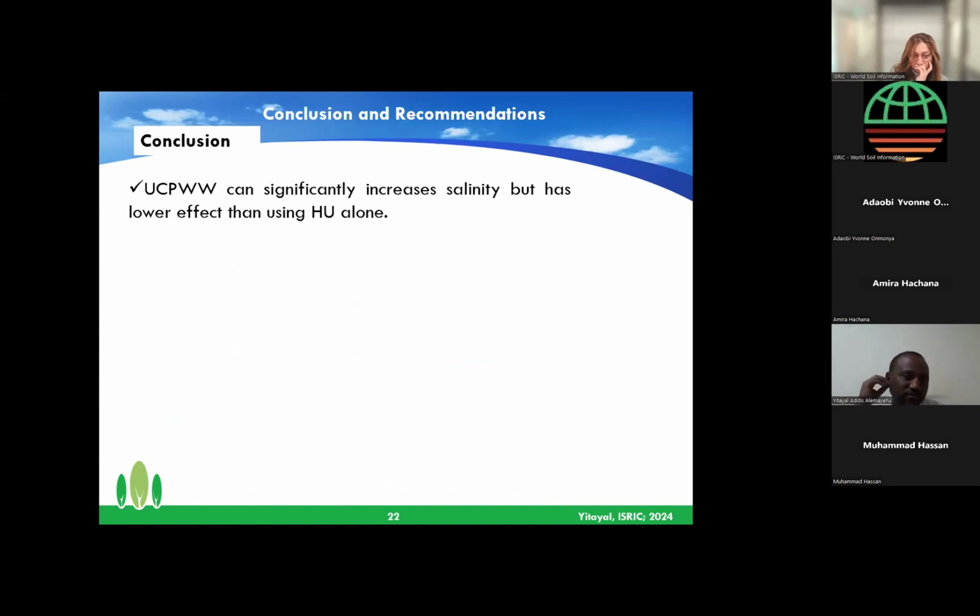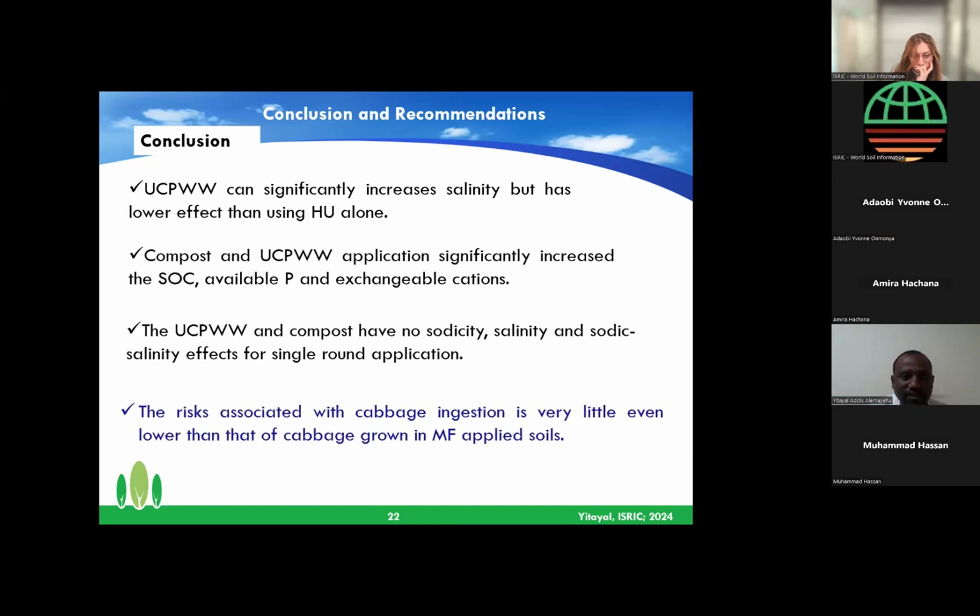Coming to the conclusion, the liquid fertilizer prepared from hydrolyzed urine and coffee processing wastewater can significantly increase salinity, but has a lower effect than using hydrolyzed urine alone. So the combination is still better for the liquid fertilizer. And the compost and liquid fertilizer application significantly increase the soil organic matter, available potassium and exchangeable cations. That means it partly increases the fertility of the soil.